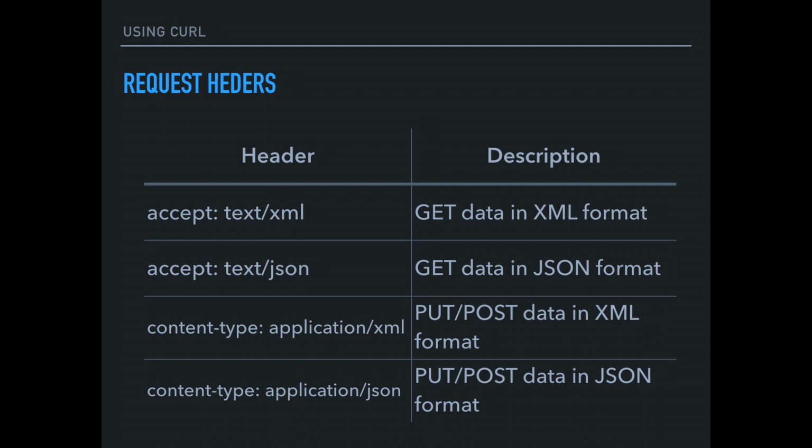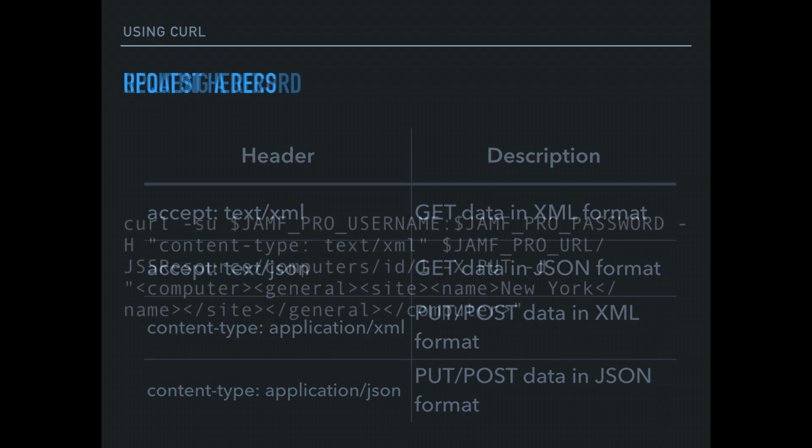And then notice that when we are doing a GET, we preface the header with an accept. But when we're doing a PUT or a POST, we preface that with a content-type. That just tells the server what content to expect in our data string. So all of these flags and examples are in a curl reference file in that GitHub repo, so you'll have access to all those throughout this workshop.